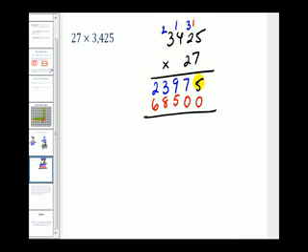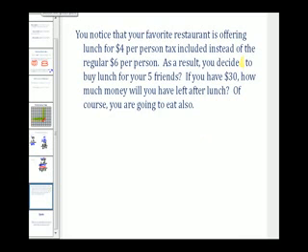And now we add the columns. This would be 5, 7, 14, so we carry a 1. This would be 1 plus 3 plus 8, that's 12. Carry the 1. That would be 1 plus 2 plus 6, that would be 9. Our product is 92,475. Let's take a look at a word problem.